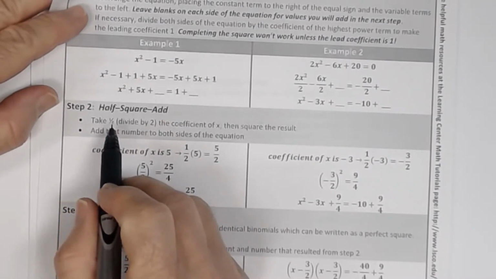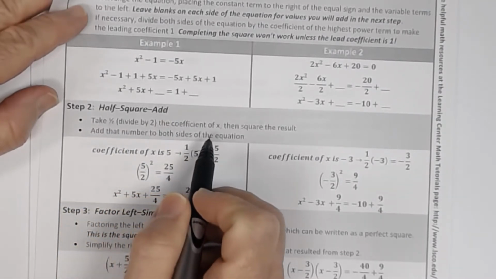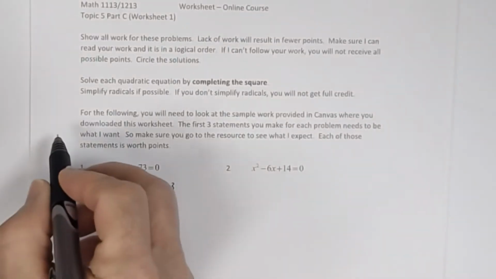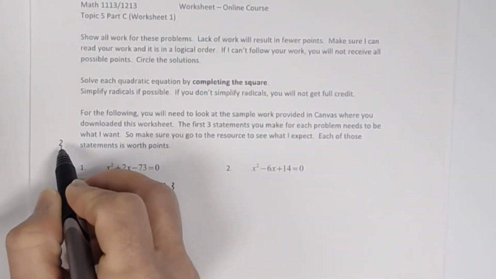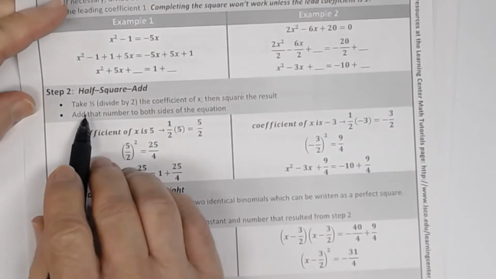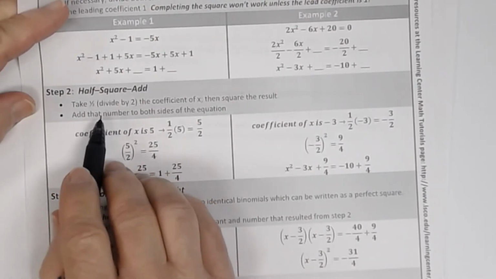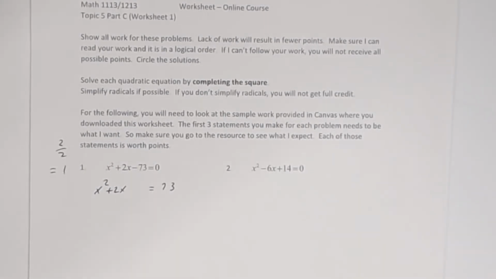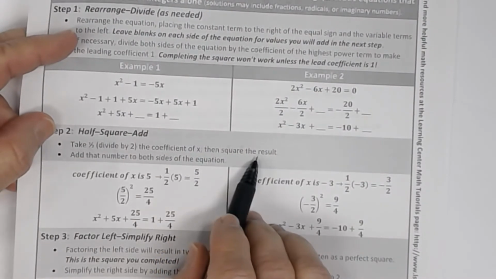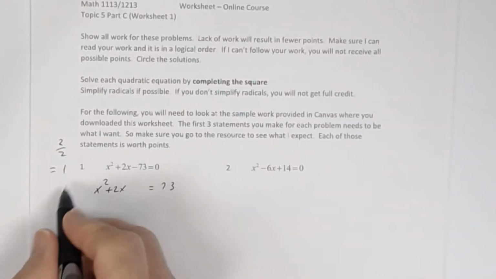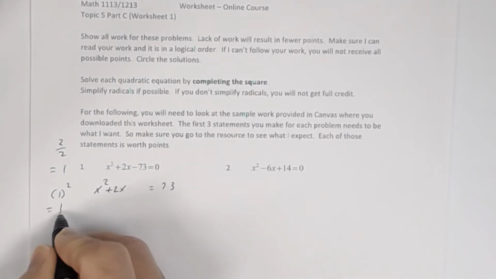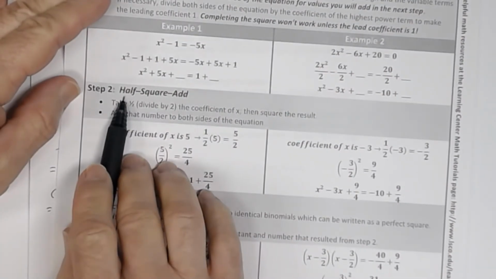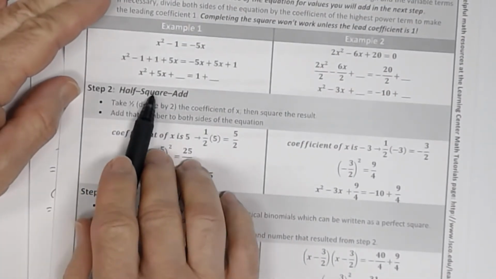Take half, or divide by 2, the coefficient of x. The coefficient of x here is a positive 2. So let's do this right here. The coefficient of x is 2. It says take half of that, and taking half means the same thing as dividing by 2. So 2 divided by 2 is 1. Then it says you square the result. So I'm going to take 1 and square it, and when I square it, I get 1.